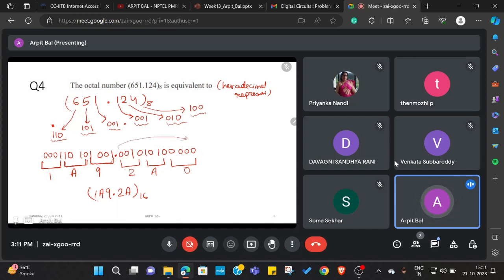After the decimal point, I start grouping the bits in groups of 4. After doing that, I convert those bits into their equivalent hexadecimal. Like 4 zeros is 0, then I have 1010, that is 10, right? So 10 is converted as A. Then 0010 is 2, 1001 is 9, similarly 1010 is A, 0001 is 1.